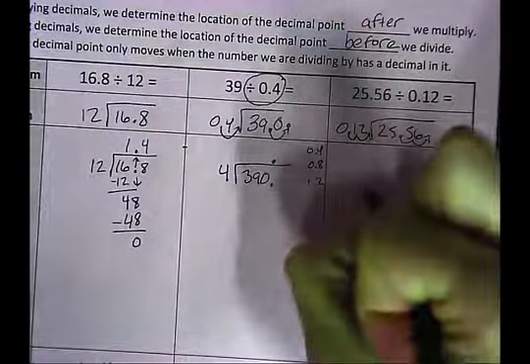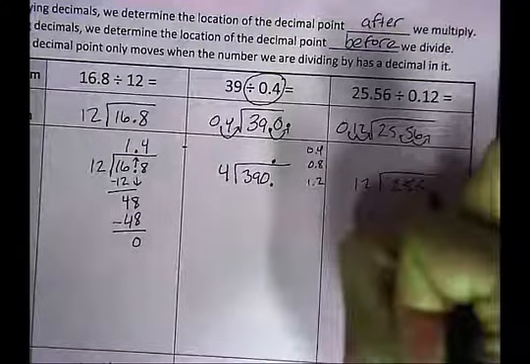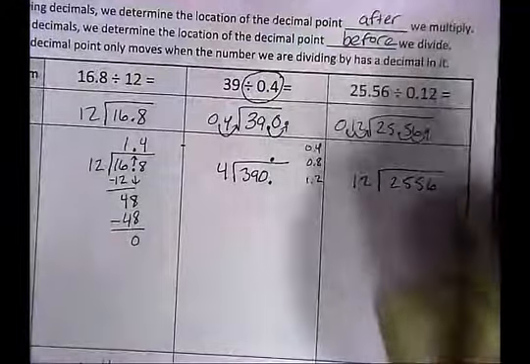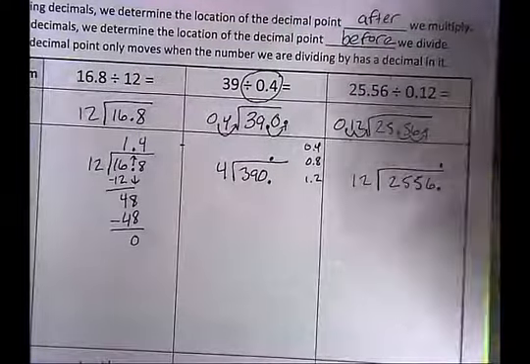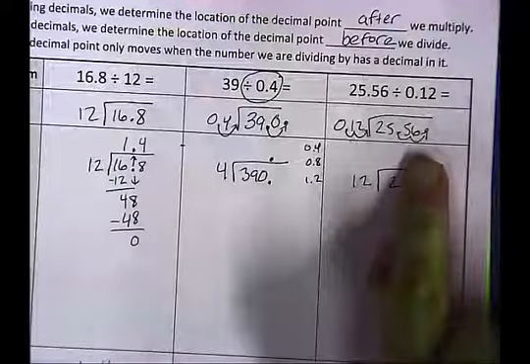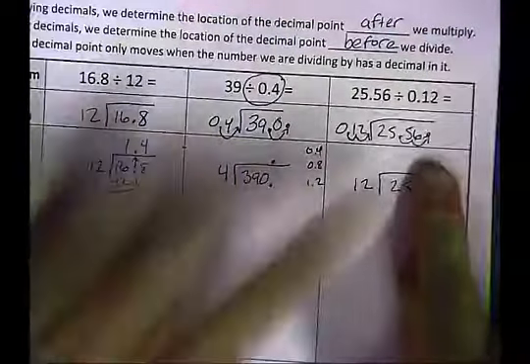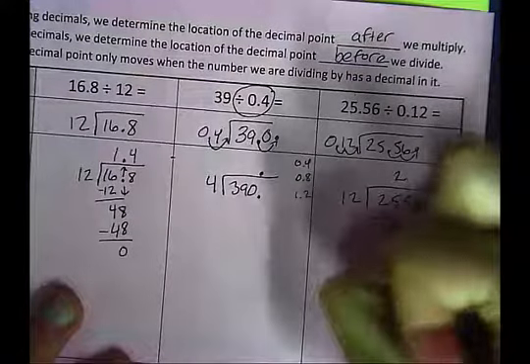So here, 12 goes into 2, 5, 5, 6. That decimal moved to the end. I see it on the inside, I float it up to the top. And now I'm just going to go 12 into 2, doesn't work. 12 into 25, twice. And I'm just going to keep dividing.